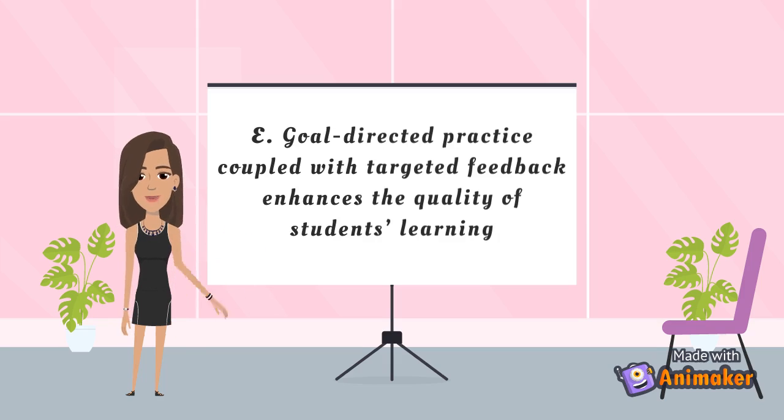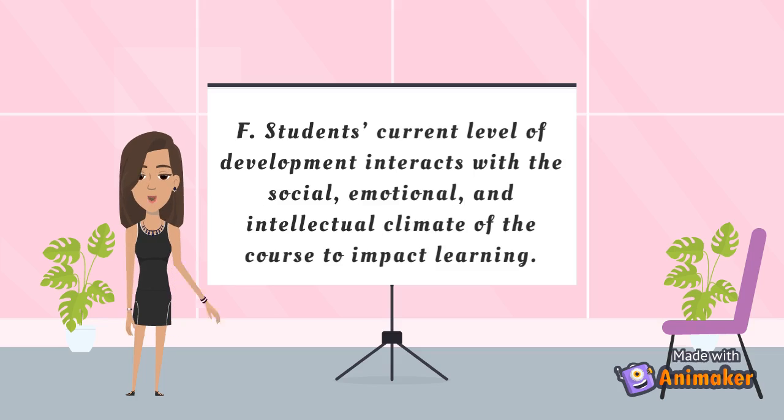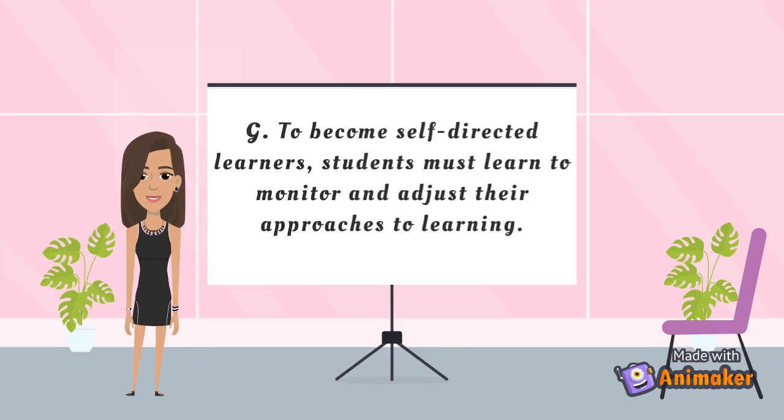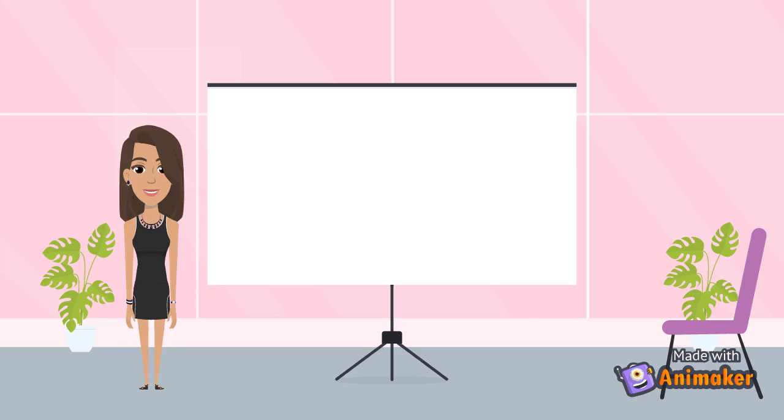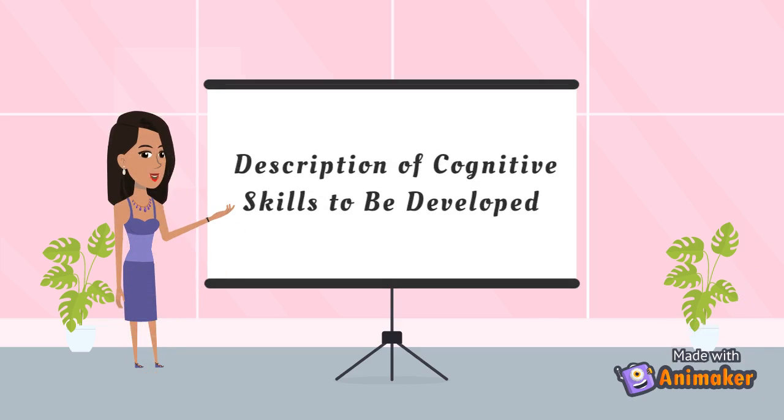Goal-directed practice coupled with targeted feedback enhances the quality of students' learning. F. A student's current level of development interacts with the social, emotional, and intellectual climate of the course to impact learning. G. To become self-directed learners, students must learn to monitor and adjust their approach to learning. Description of cognitive skills to be developed.